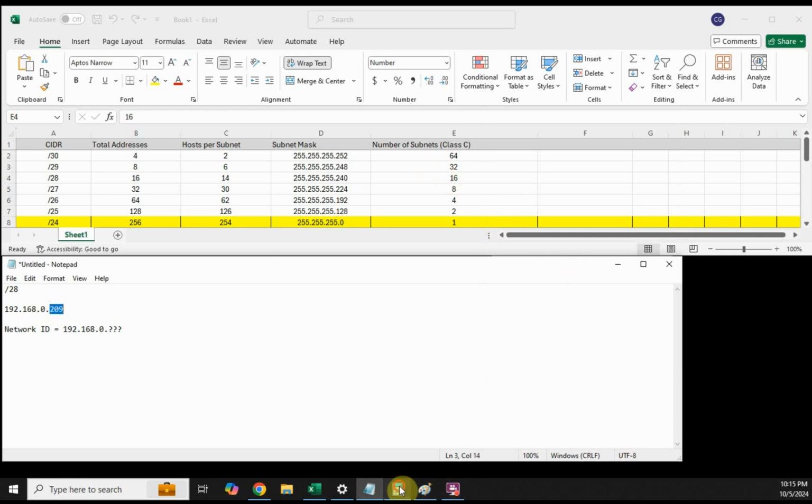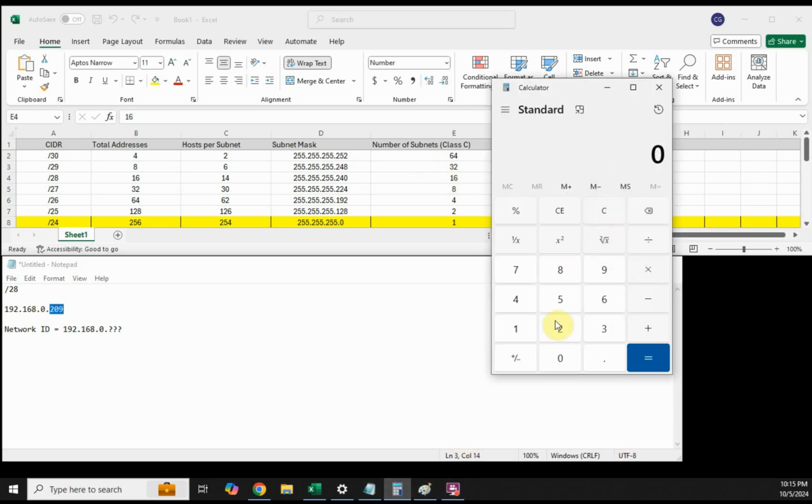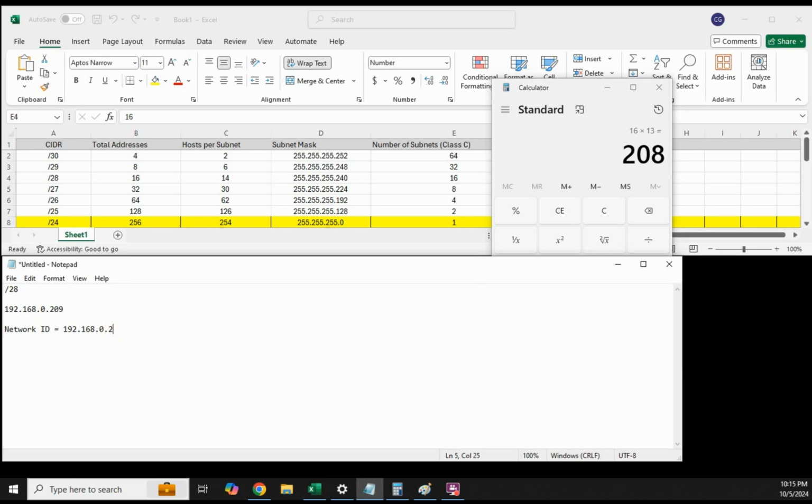All right, so what does that mean for this? Well, it just means you go 16 times 13 and you get your network ID, which is going to be 208. Simple, right? Now, 209 being the first IP on there, that's why there was that remainder. Now, what do I mean by how is this simple division?